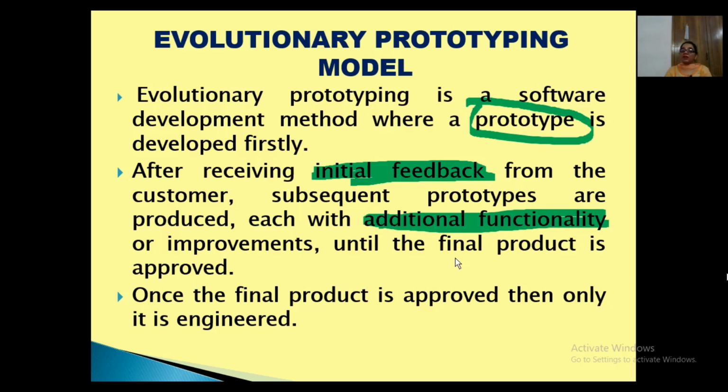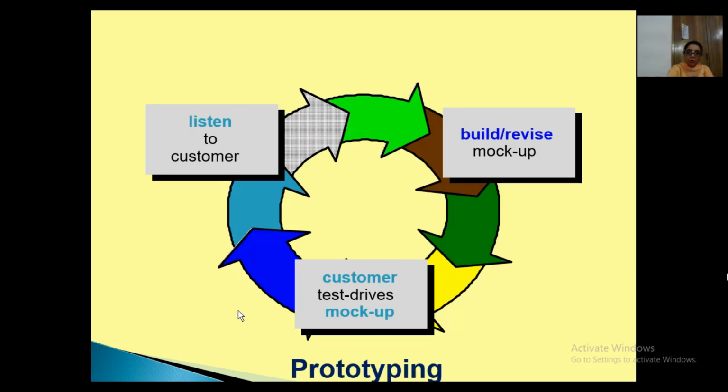And the final product is approved only when the customer is fully satisfied. Once the final product is approved, then only it is engineered. Once your final prototype is approved by the customer and the development team both, then only it is engineered, fully developed and tested. Now, this is the prototyping model's first look.